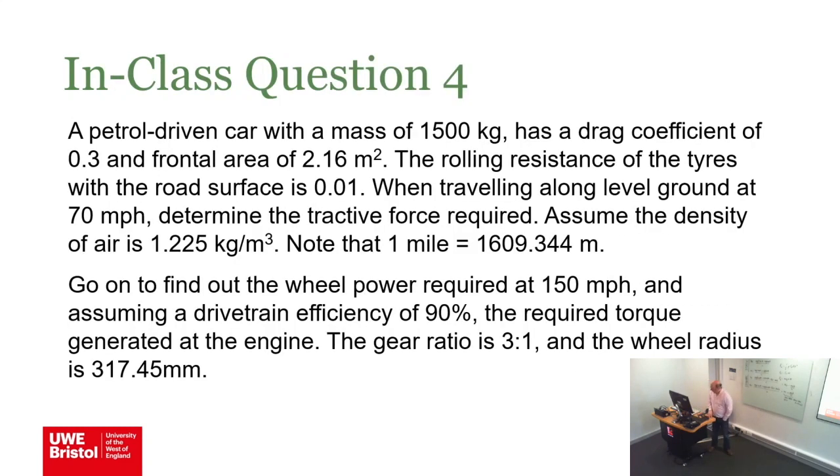So the last in-class question: a petrol driven car with a mass of 1,500 kilograms has a drag coefficient of 0.3 and a frontal area of 2.16 meters squared. So we've got stuff to go in the aerodynamic drag box, FA. The rolling resistance at the tires on the road surface is 0.01, so there's your FRL. When travelling on level ground at 70 miles per hour, determine the tractive force required.